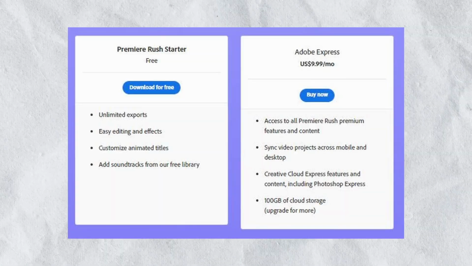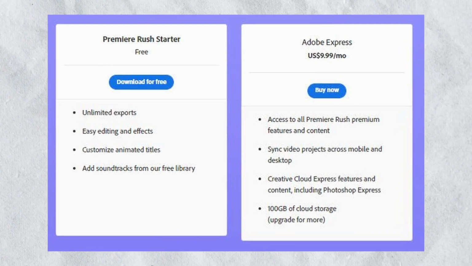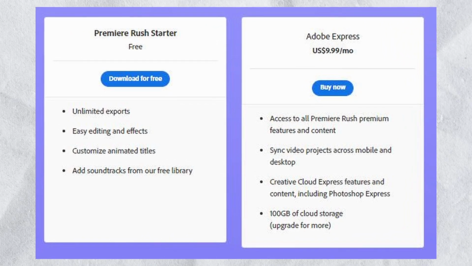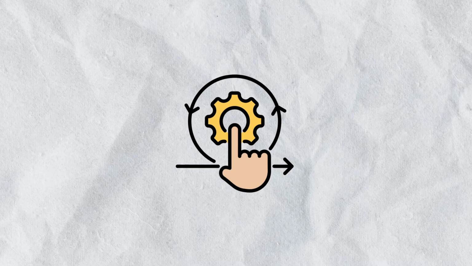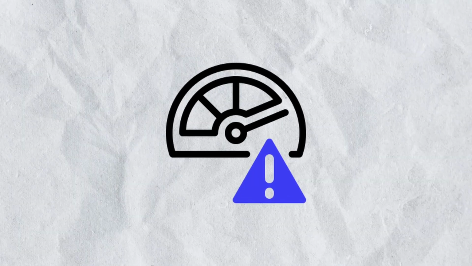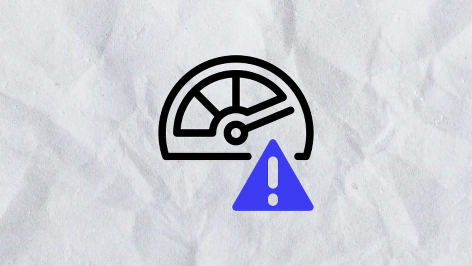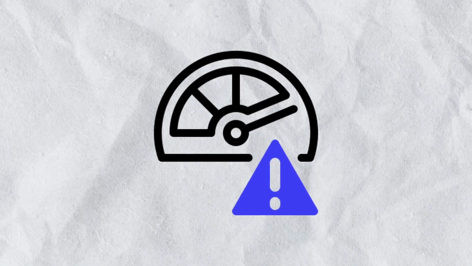To access 4K exports and features like auto reframe for vertical video, a $9.99 monthly subscription is required. Its simplicity makes it perfect for quick edits, but serious creators will find its single-track workflow and lack of advanced tools limiting, making it more of a convenience tool than a comprehensive editor.